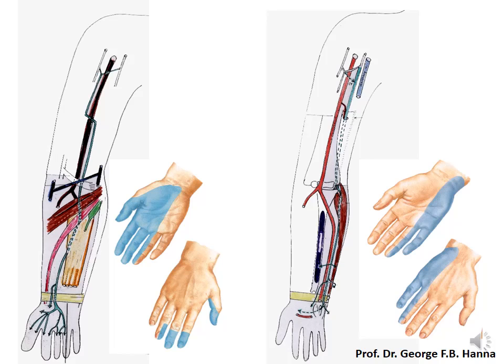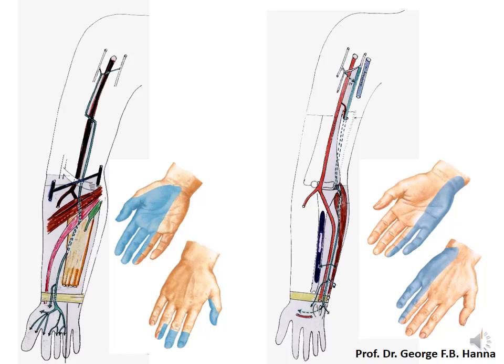Median nerve arises from both cords. Root value is C5, 6, 7, 8, and T1, while ulnar nerve is the continuation of the medial cord and receives the contribution from C7. So its root value is C7, 8, T1. When median nerve is formed, it is formed on the lateral side of the axillary artery and then brachial artery.